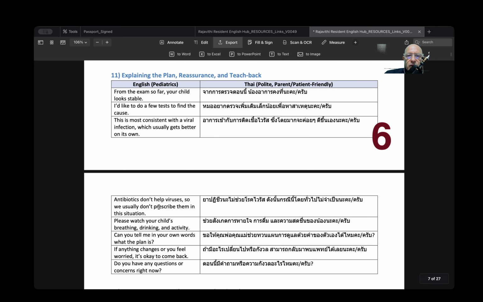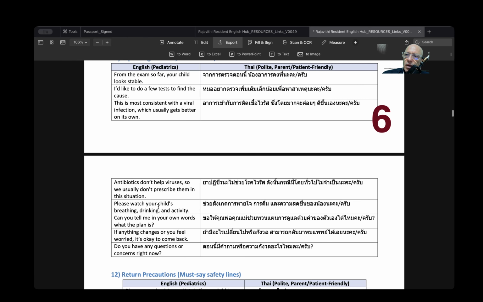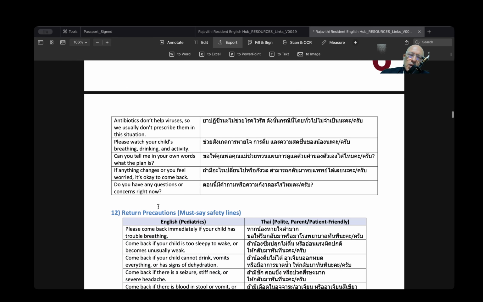Explaining the plan, reassurance, and teach back. From this exam so far, your child looks stable. I'd like to do a few tests to find the cause. Natural, medical English in a pediatric setting. I think this is well done.